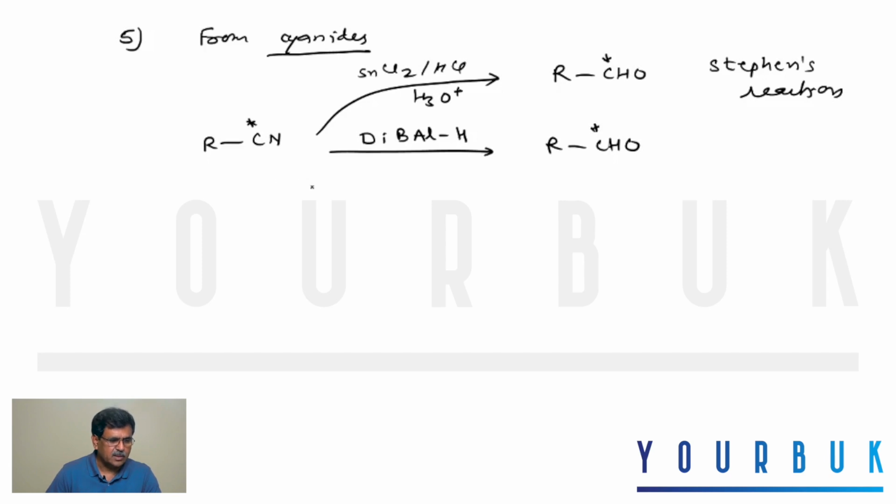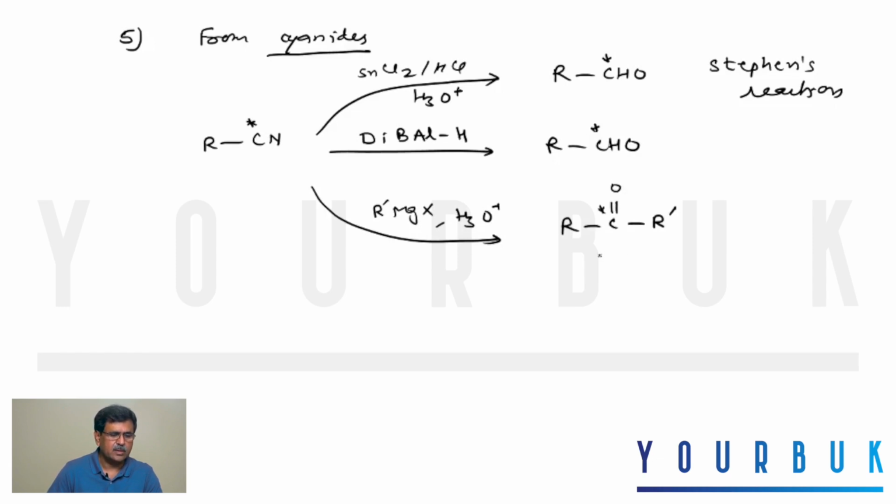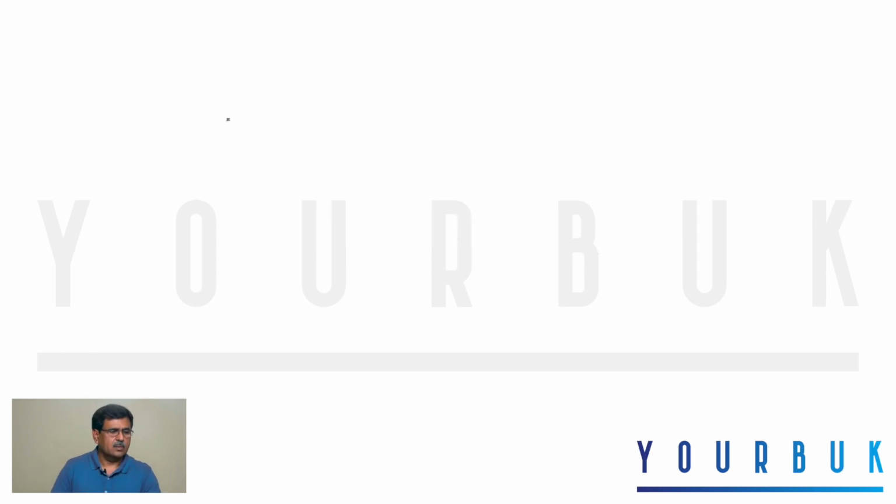And this cyanide carbon can be changed into ketone using a Grignard reagent followed by hydrolysis. The CN carbon can be changed into a ketone. And again these two alkyl groups, they may be same, they may be different. Now next is how to prepare aromatic aldehyde and ketones. Aromatic aldehydes and ketones. And the important aromatic aldehyde is benzaldehyde.